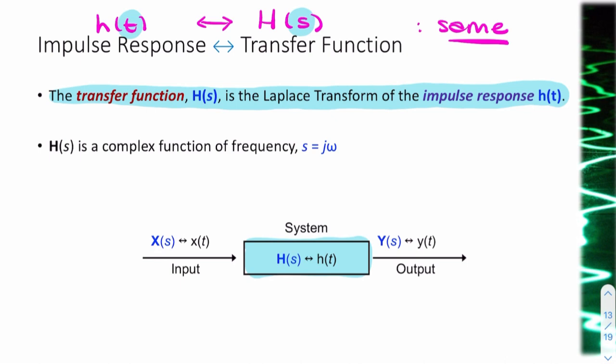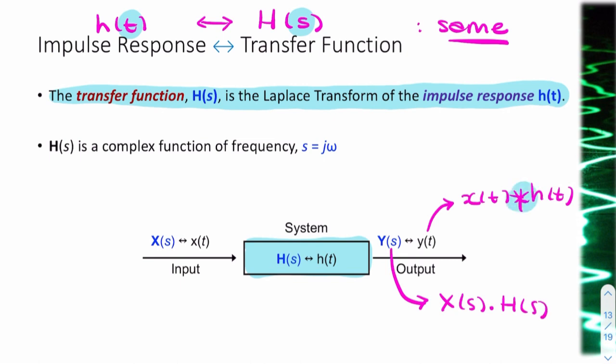And this is where it becomes interesting. Finding y of t involves convolving x of t and h of t. So that's your convolution. That's what we're trying to avoid doing. Now your output y of s, on the other hand, is x of s times h of s. So notice that convolution and that multiplication. Convolution in time is equivalent to multiplication in S.